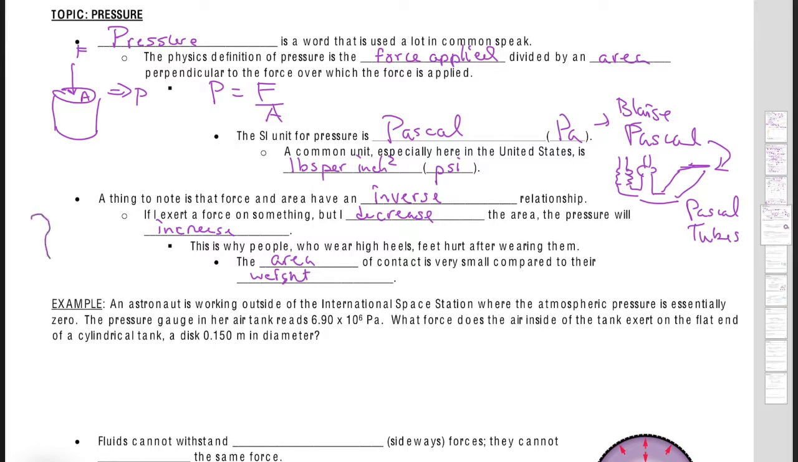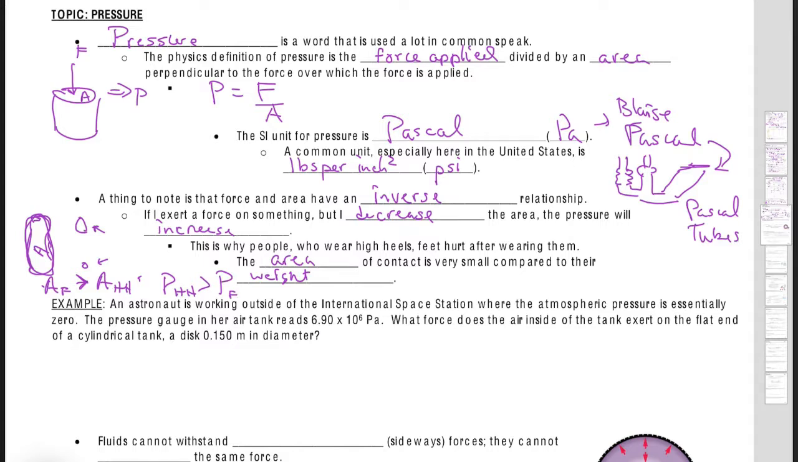If I have a tennis shoe or a flat bottom shoe, I have one cross-sectional area, but if I look at a high heel, this is my only area, these two pieces. The area of the flat bottom shoe is going to be greater than the area of the high heel, so if I do a little comparison, you're going to find that the pressure of the high heel is going to be greater than the pressure of the flat bottom shoe.